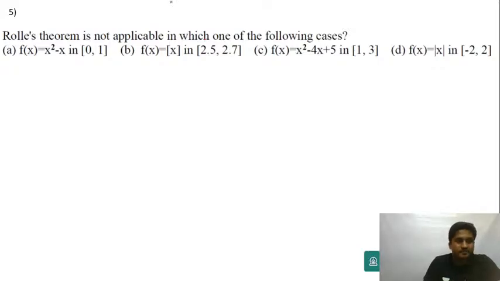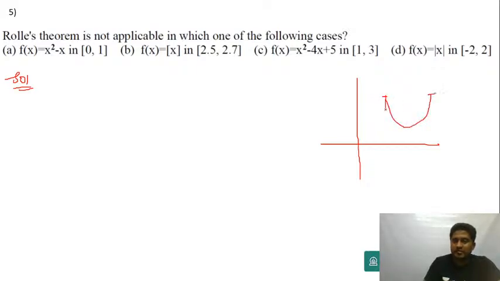Now let's use Rolle's theorem. Rolle's theorem is not applicable in which of the following cases? It should be continuous in the closed interval, derivable in the open interval, and f of a should be equal to f of b. That is, if I take this as a, this will be f of a, and this will be f of b. So continuous in the closed interval, derivable in the open interval, and f of a is equal to f of b.